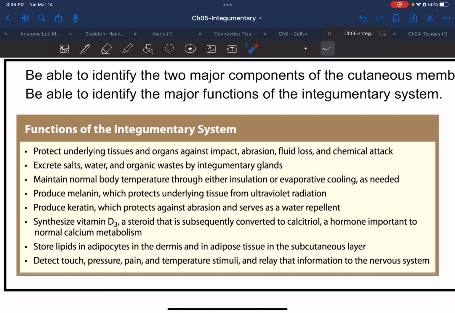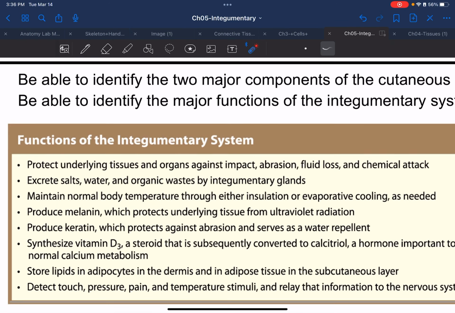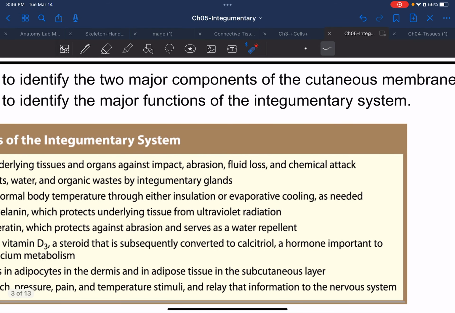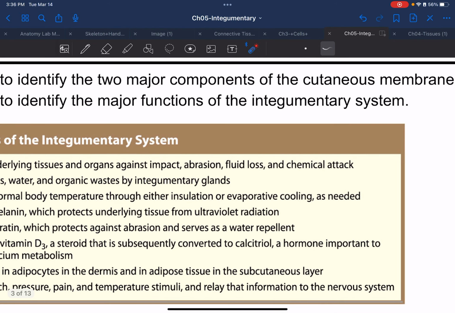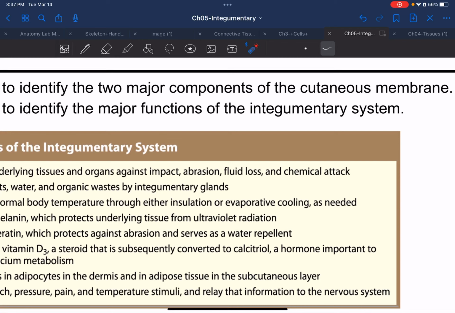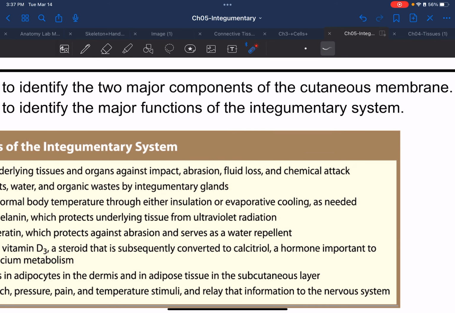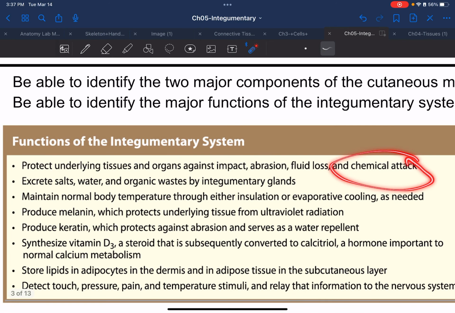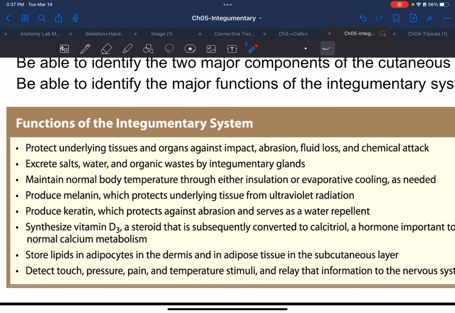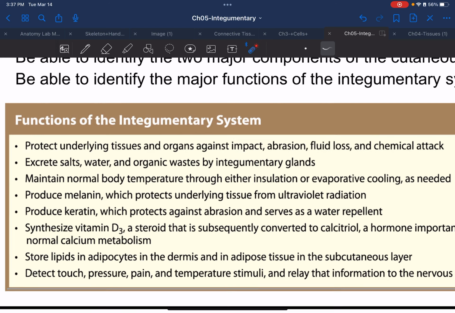Some of them are going to be very obvious, like protection, right? If it's the most outer organ system we have, it's protecting us from abrasion, attack, infection with that areolar tissue that we have right underneath the epidermis. We have protection from fluid loss, right? If we have a little needle stab or anything, we're not going to just bleed and lose water like a water balloon. And again, chemical attacks can be anything that's just on the surface. Your epidermis protects you by just shedding the lining of dead cells.